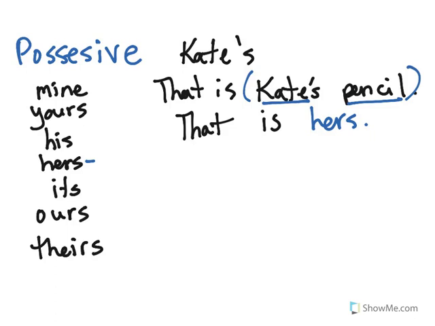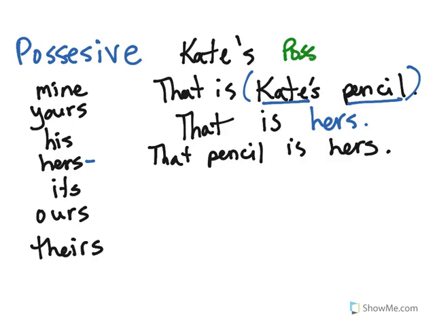Okay? Or I could say something like that pencil is hers. So here I'm going to use possessive pronouns alone. Now, possessive pronouns look a lot like something else. They look a lot like something called possessive adjectives. Okay. Possessive adjectives look a lot like pronouns, but they don't function like nouns.